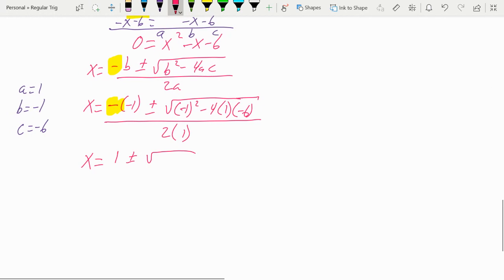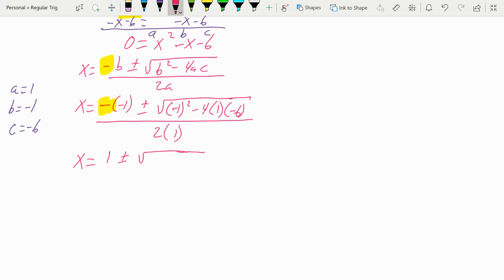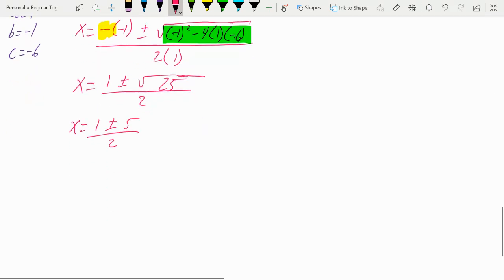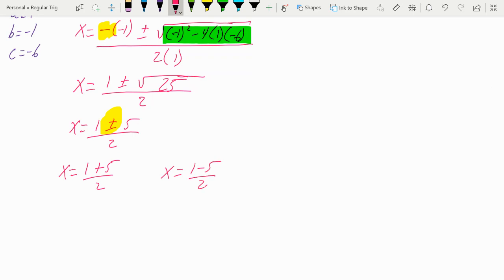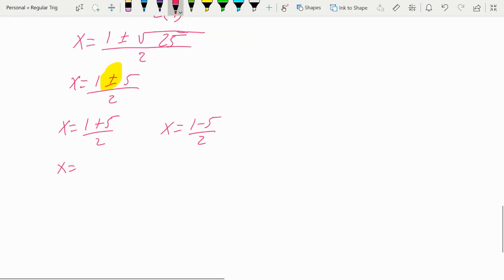plus or minus the square root. And just like we've always talked about, I just want you to type all this stuff in underneath the square root. Don't type the square root symbol, but type all that stuff in. We end up with 25 all over 2. So I have 1 plus or minus the square root of 25, which is 5, over 2. Now here's where our two answers come from. Remember, this is why we have plus and minus, because we're going to have two answers. So the first one is going to be 1 plus 5 over 2, and then the second answer is 1 minus 5 over 2.